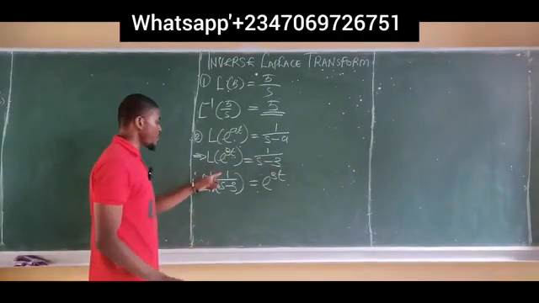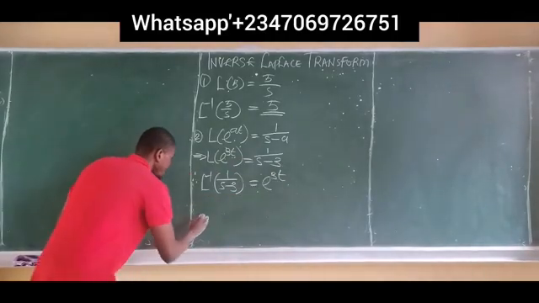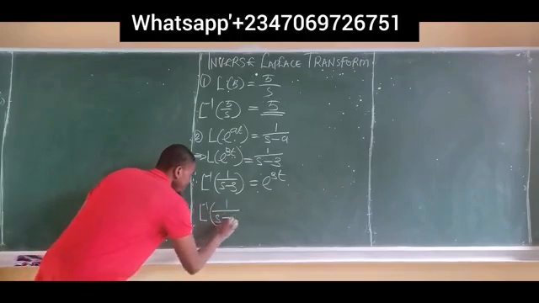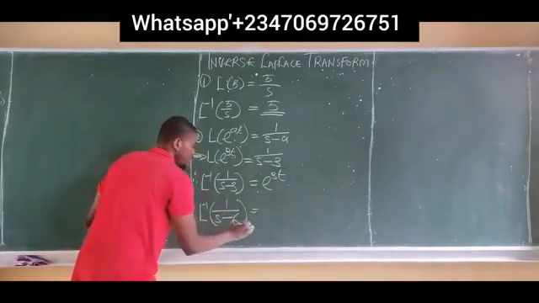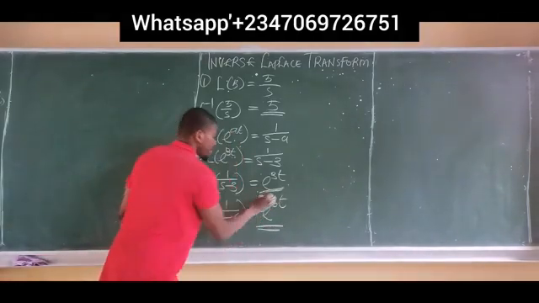Hence, Laplace inverse of 1 over s minus 3 is simply exponential 3t. If I'm also asked to find the Laplace inverse of 1 all over s minus 6, automatically this is exponential 6t. That becomes the answer.